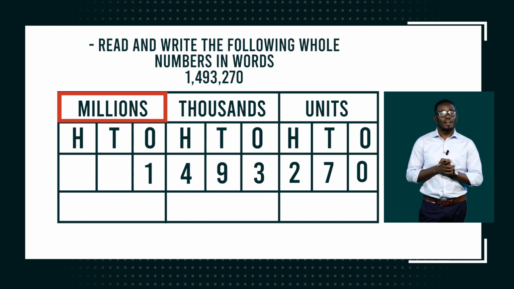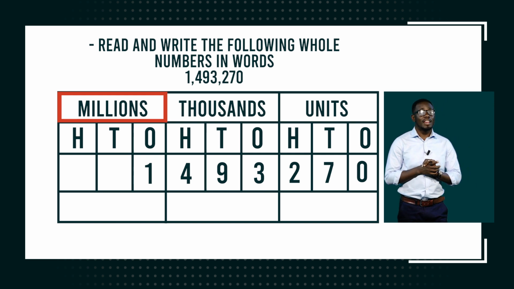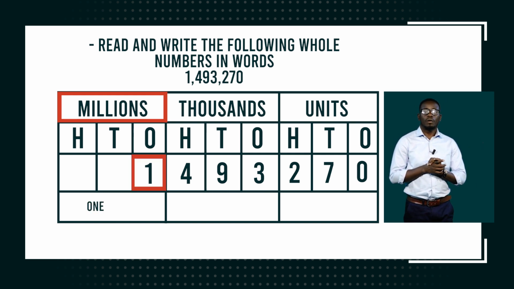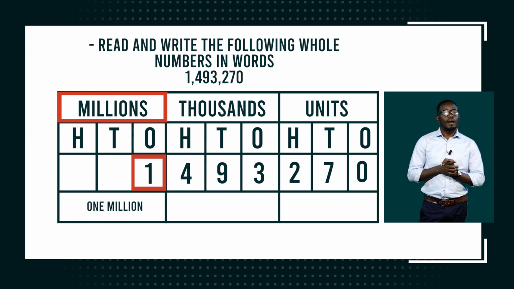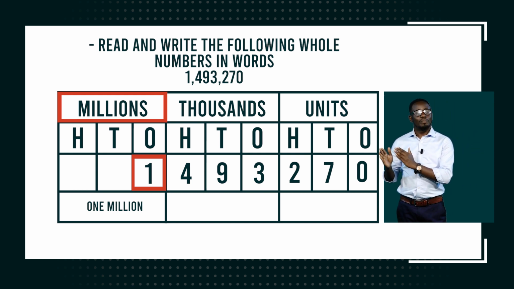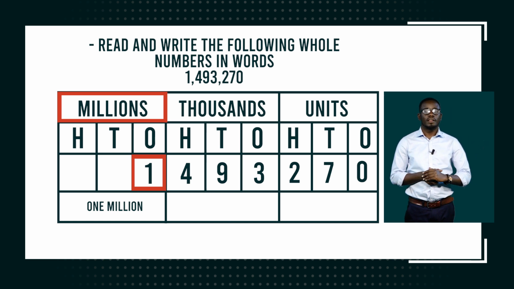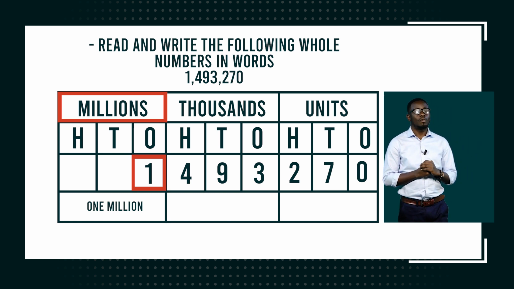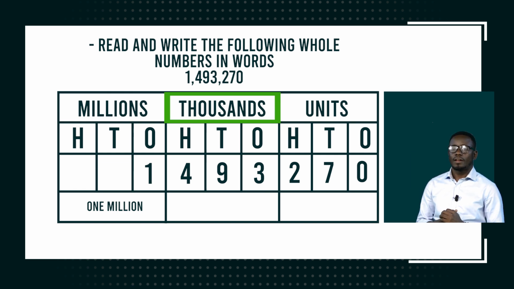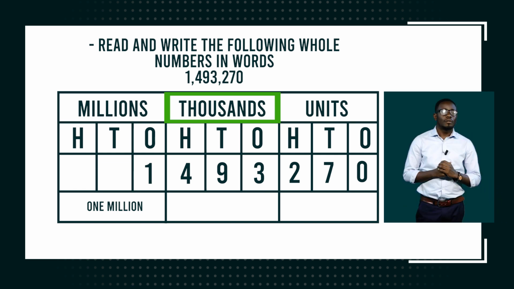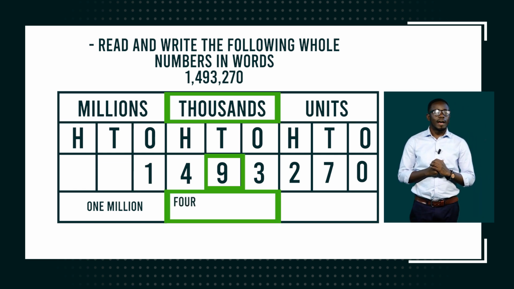And which number do we have under millions? That is 1. And when we put the place value, it becomes 1 million. Remember not to put an S, 1 million. Then under thousands, we have 493.